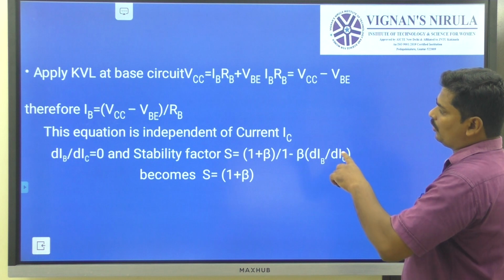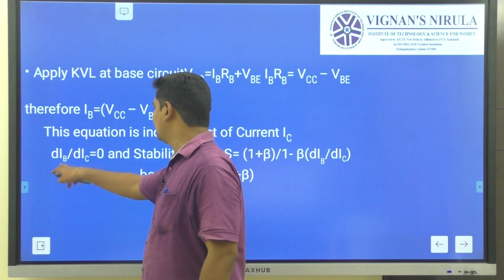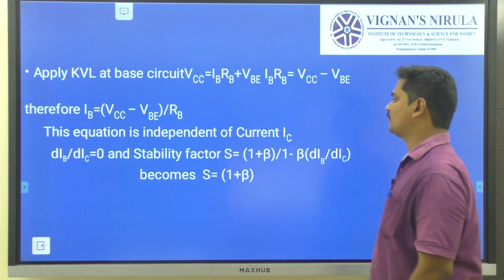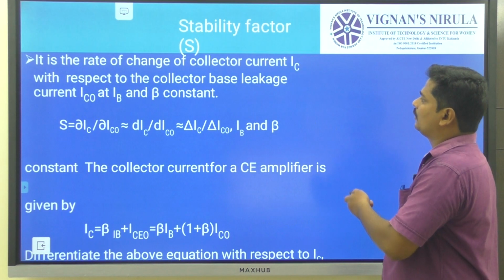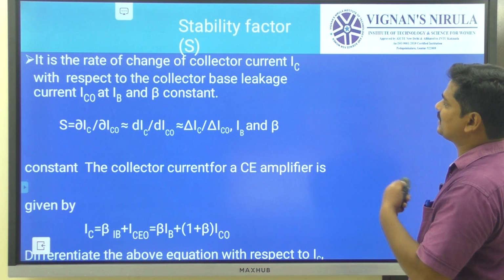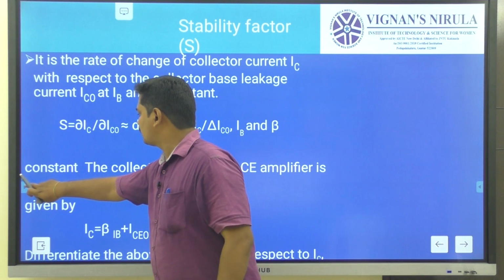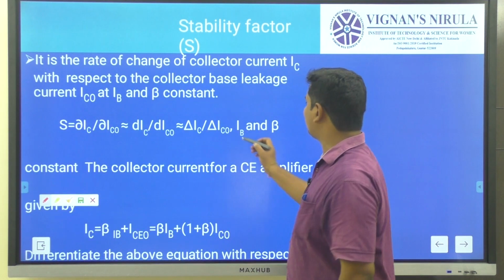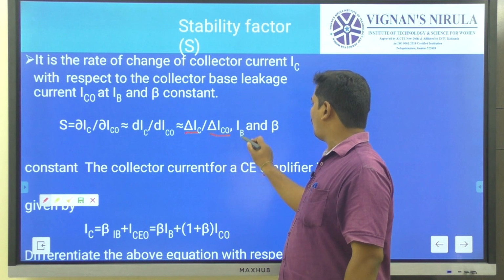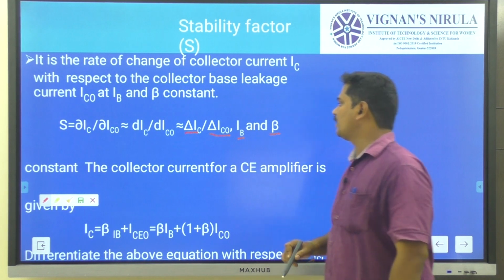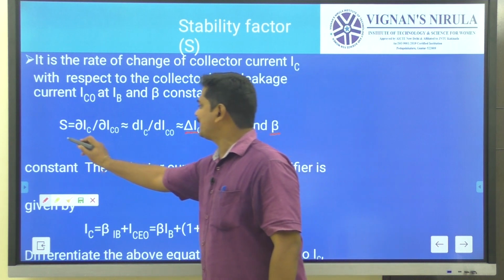So if you do the derivation for this dIB, we will get dIB by dIC equal to 0. Now if you see the stability factor, we can represent it as the ratio of the change in collector current with respect to ICO, IB or beta. So if the collector current is changed with respect to ICO, then we will call it S.